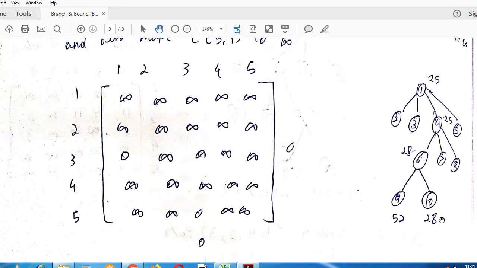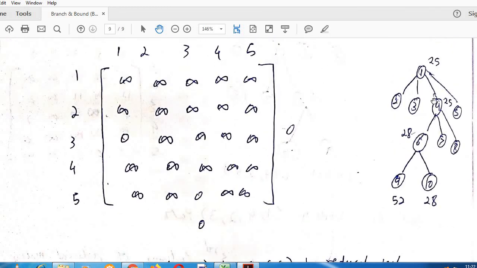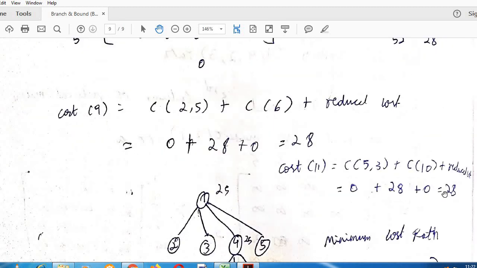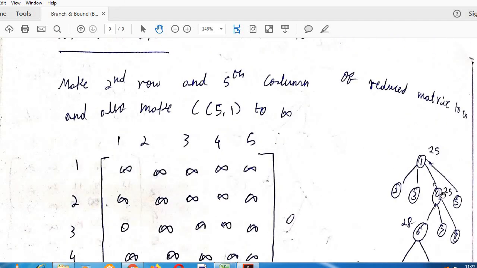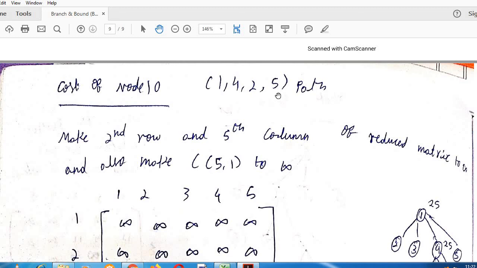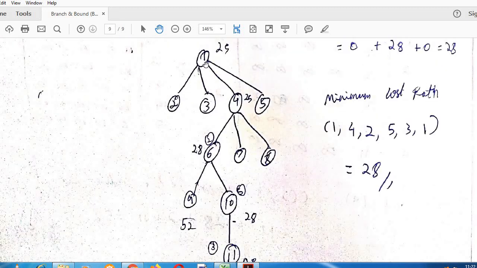Here I will get a minimum cost of 28 for node 10, so I will consider only node 10 and ignore the other node 9 for traversal. I will just consider the least cost node 10 for further traversal. So the path will be 1 to 4, 4 to 2 and 2 to 5. The cost of node 10 is nothing but the path 1 to 4, 4 to 2 and 2 to 5.